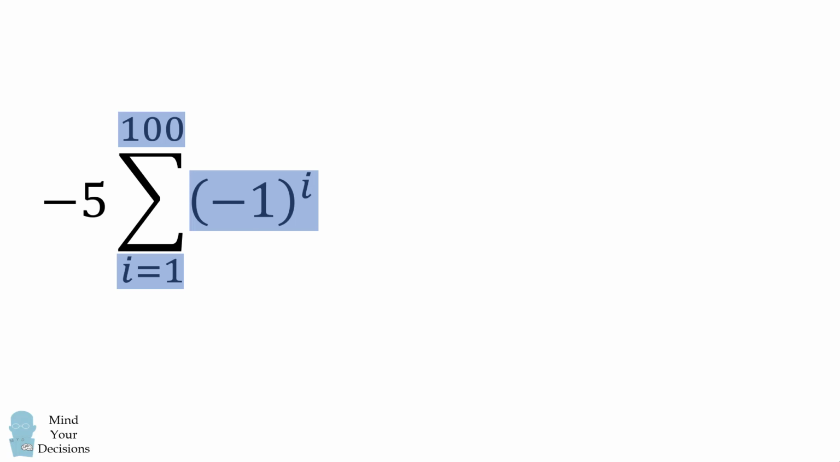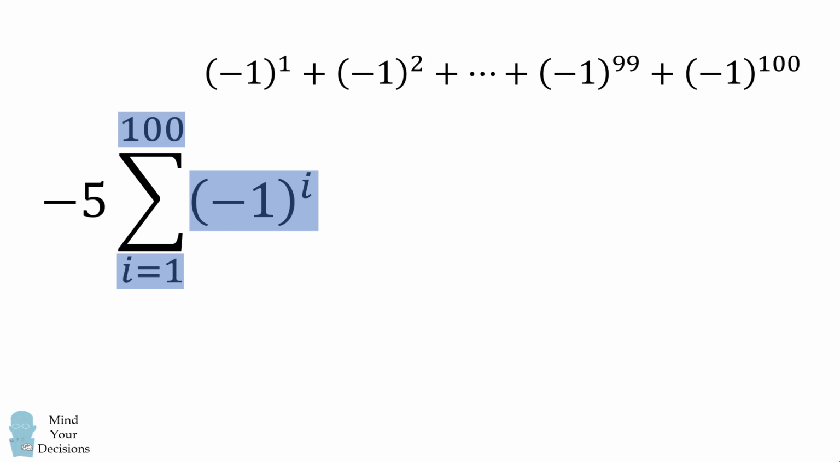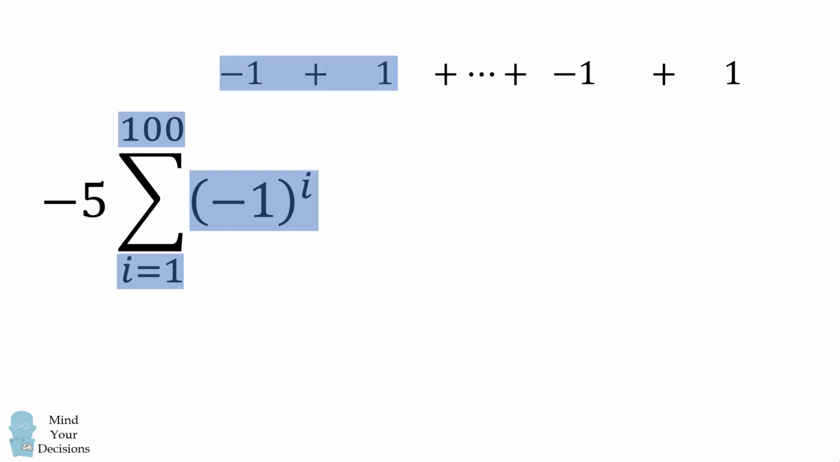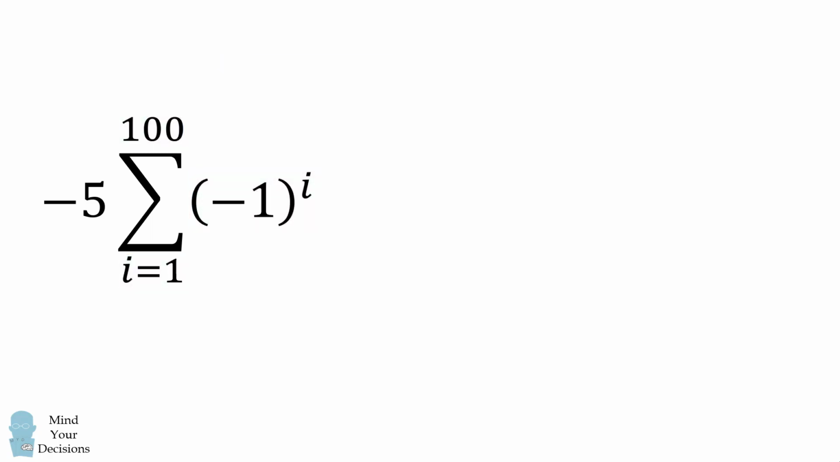to 100. We can write these terms out. Now -1 raised to an odd power will be equal to -1, and -1 raised to an even power will be equal to 1. We thus simplify the following terms and we have an alternating sum, -1 plus 1 and so on until the final pair -1 plus 1. So every pair of terms will actually cancel out to be equal to 0. Therefore, this entire sum will be equal to 0. So we have -5 multiplied by 0, and that's of course equal to 0.